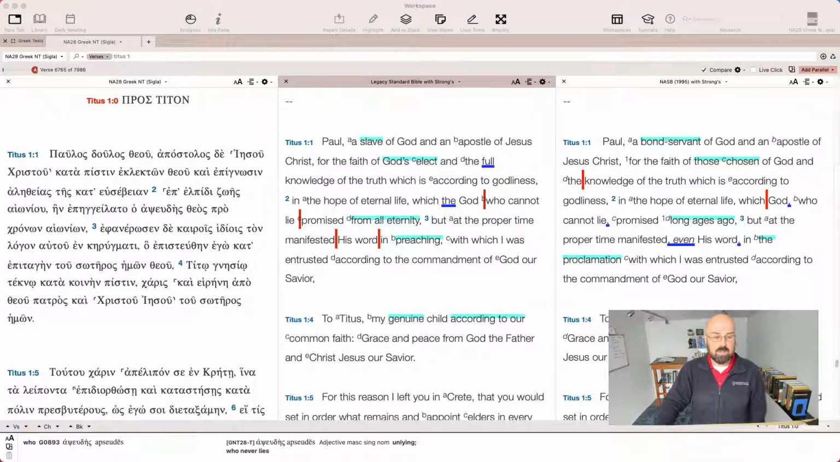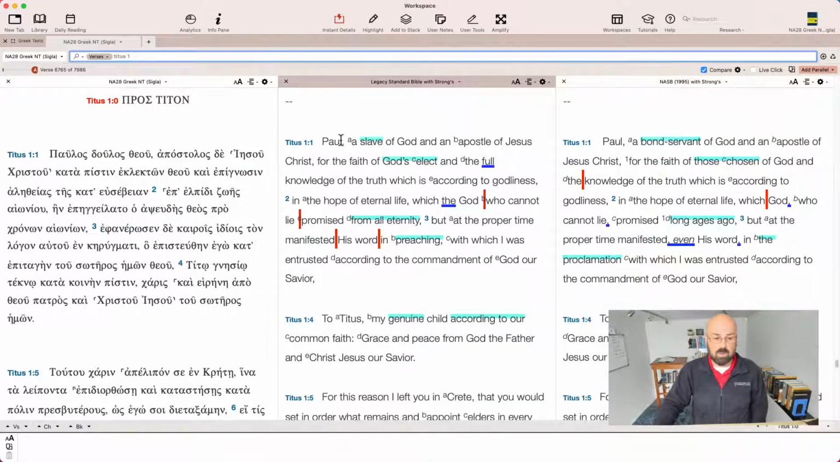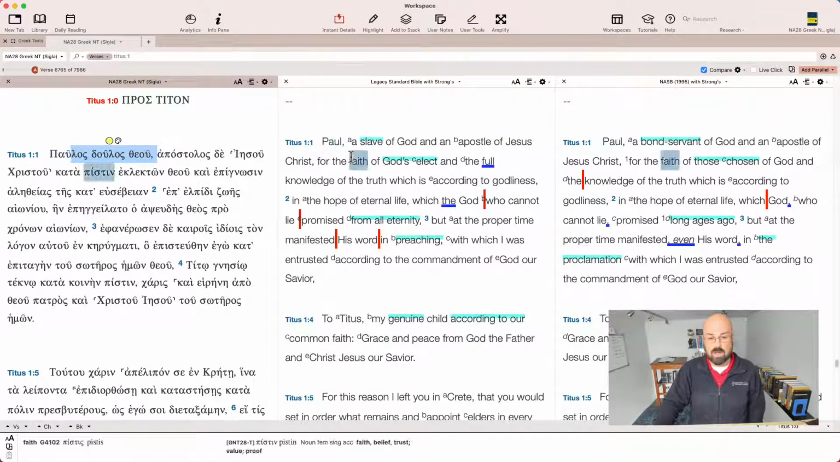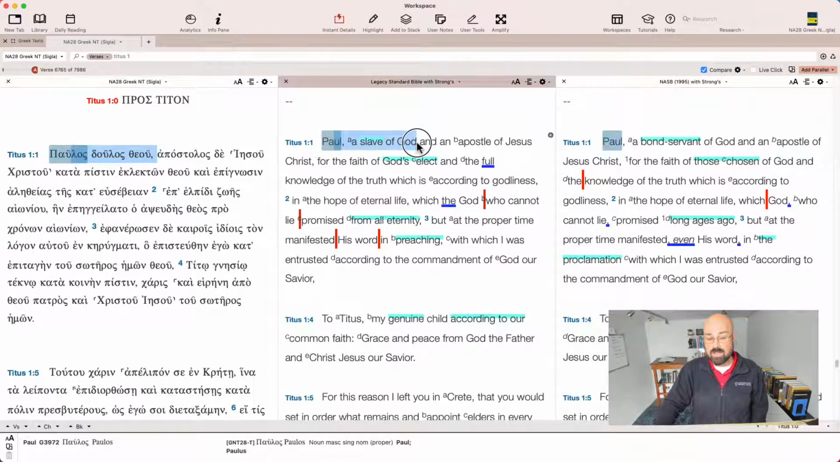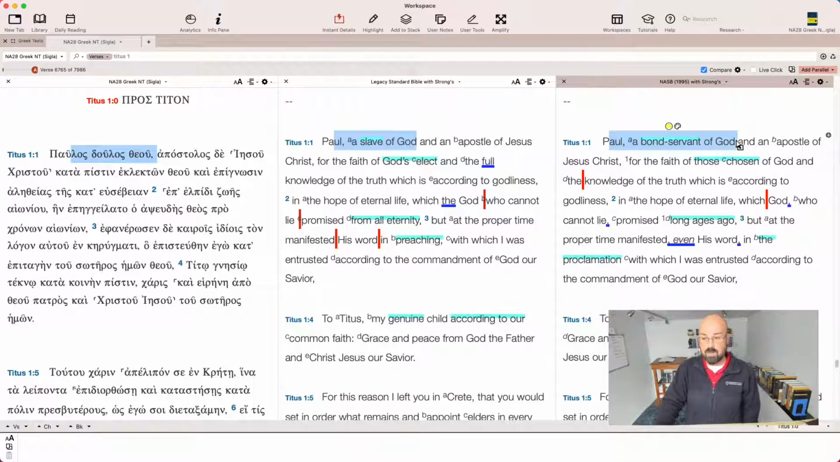So this is a good passage because what we see here, let me just flick over to Accordance myself, that would be really helpful. What we see here is that use of Paul, a slave of God. And so we see in the Legacy Standard Bible very clearly, doulos here translated as slave, whereas in the New American Standard, we have Paul, a bondservant of God. Okay, so this is one of those main changes that we talked about earlier on, and we can see it coming into effect here pretty easily.